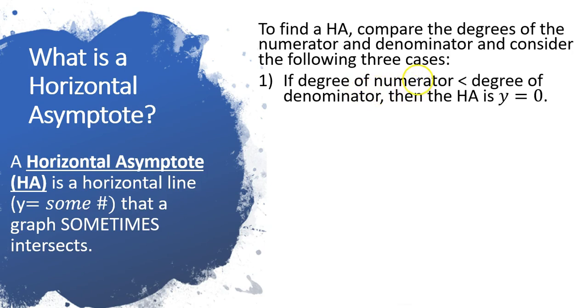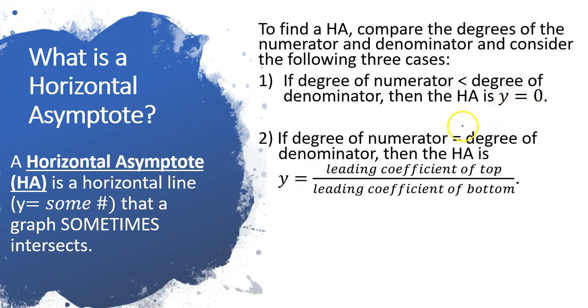Case one. If the degree of the numerator is smaller or less than the degree of the denominator, the horizontal asymptote is y equals zero. That means on top of the x-axis. Case two. If the degree of the numerator is equal to the degree of the denominator, then the horizontal asymptote is y equals a ratio of the leading coefficients. You take the leading coefficient of the numerator and put it on top, over the leading coefficient of the denominator. That goes on the bottom.